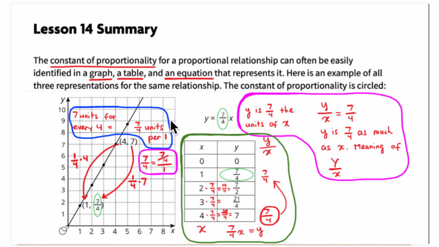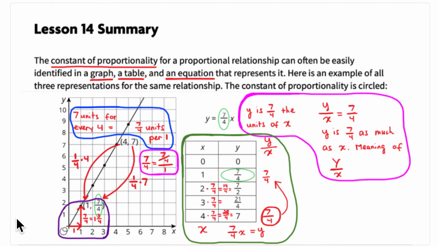And the authors are just trying to get you comfortable with looking for that value of 7/4 because that's what you use in the equation. And finally, if you look at a single unit x, the value of y is 7/4 the amount of that single unit of x. So if x is equal to 1, y is 7/4 of that 1. It's larger. It's 7/4 as much, almost twice as much. 1 3/4 as much, which is also the same as 7/4 as much.